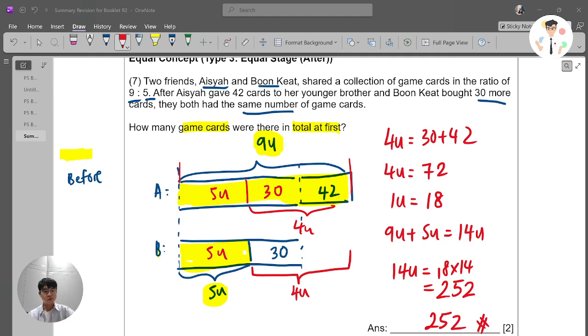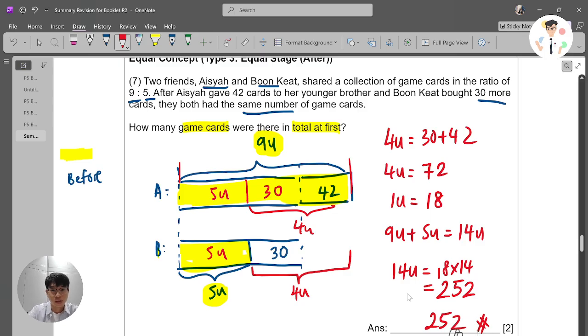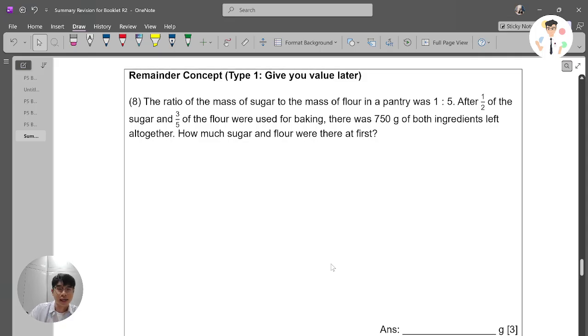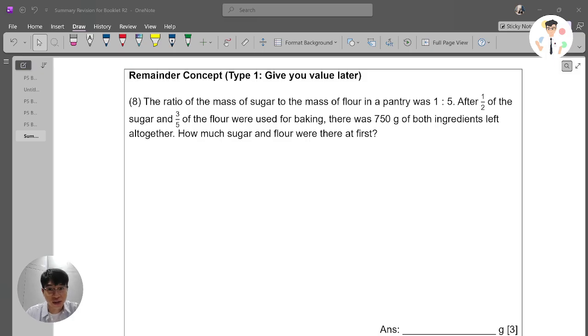Okay, let's move on to our last 3 questions before we end this video. Now, remainder concept type 1. Again, this is one of my favorite remainder concepts. Now, you are supposed to make sure you understand this because this is very, very important. Okay, this is one of the basic fraction questions that you can receive.